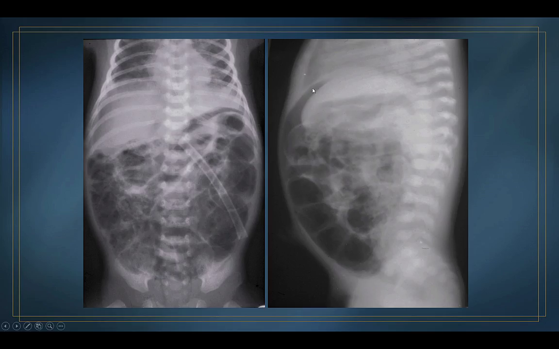This is another old case, just to show you what free air looks like on the cross-table lateral. This is the edge of the liver. It's a lousy old film with a lot of pneumatosis on the right side. And you can sort of see the abdominal wall musculature, that it's denser than the liver. So this shows clearly that there's air sitting in front of the liver, but the cross-table lateral just sort of confirms it.